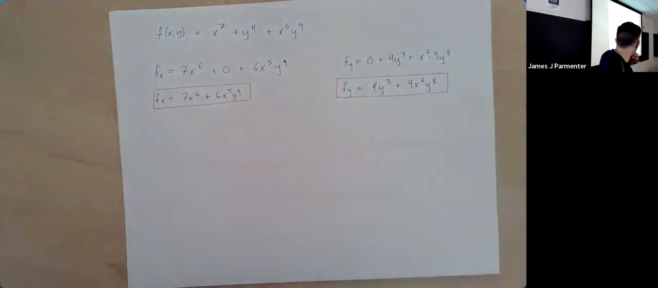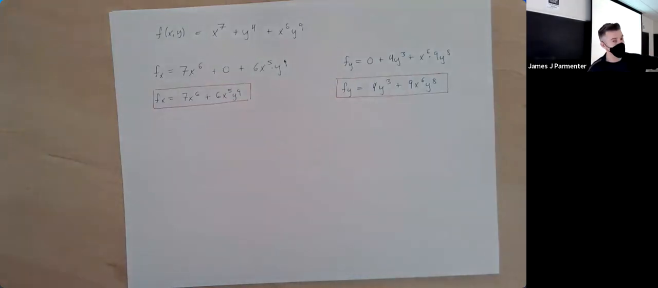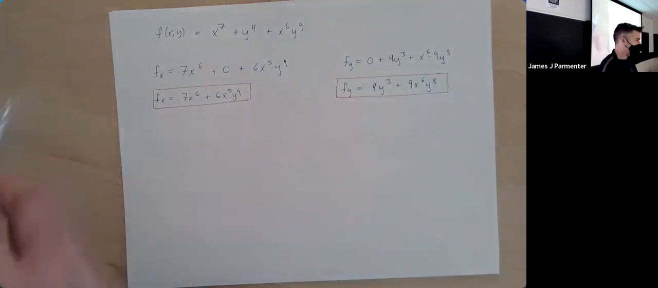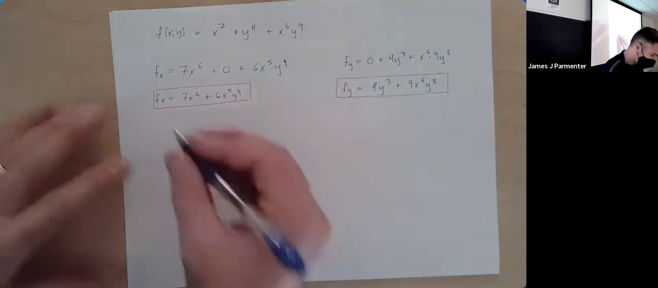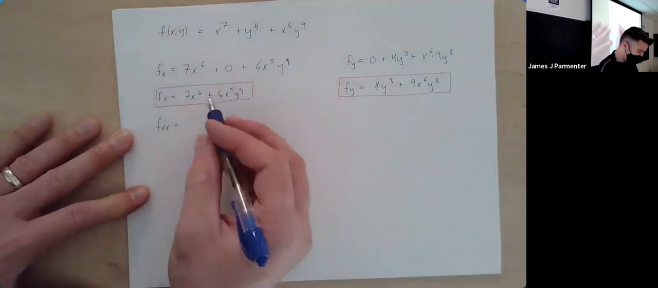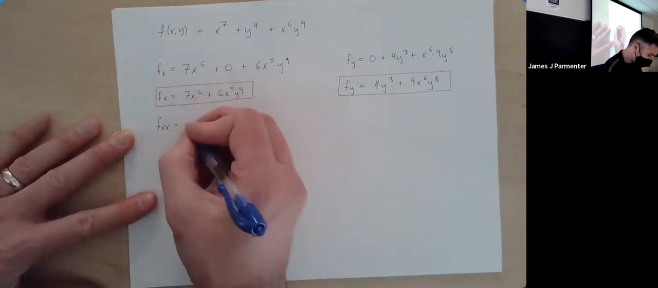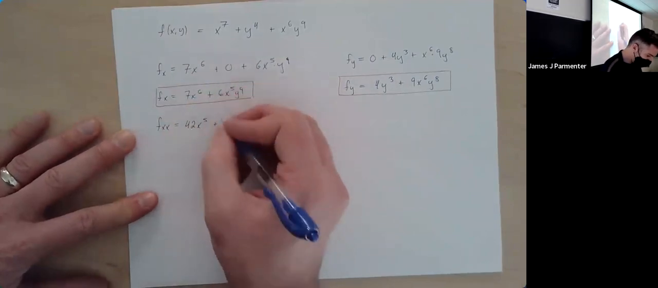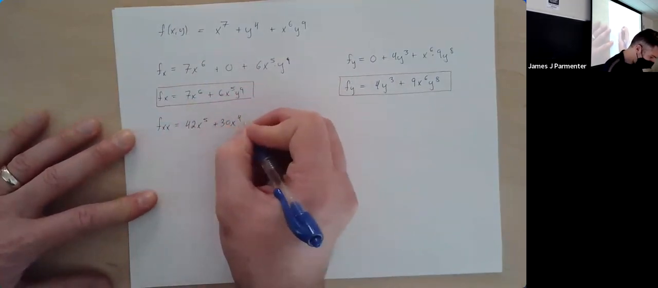Typically, after I find the first partials, I then like to find each of the second partials in the same way. Because the reason we're talking about second partials is because we're building up towards being able to find relative maxima and minima of these functions, and it requires using the second partial derivatives. So fxx, partial of this with respect to x, is going to be 7 times 6 is 42x to the 5th, plus 6 times 5 is 30, x to the 4th, y to the 9th.